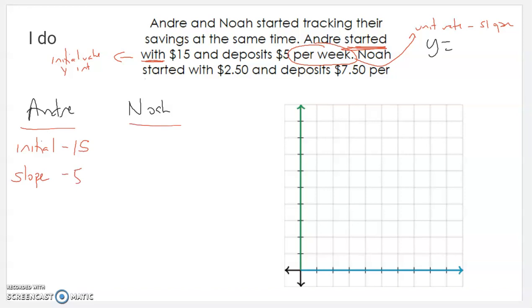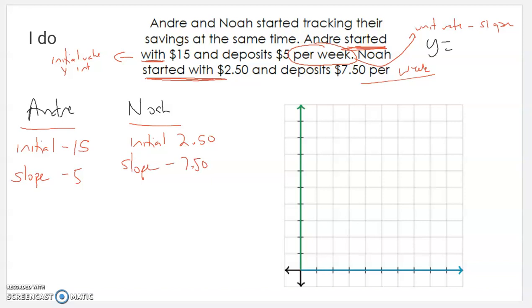Noah started with, that sounds like an initial value, $2.50. And deposits $7.50 per week. We got cut off there. That sounds like a slope, unit rate.